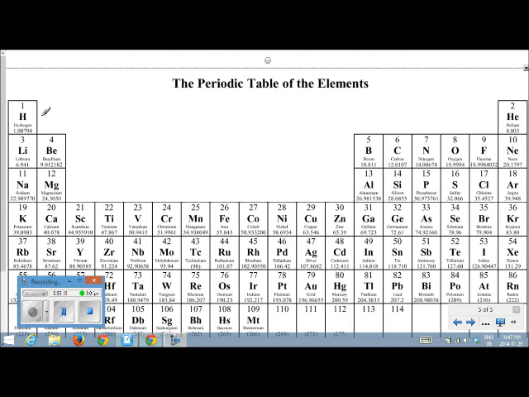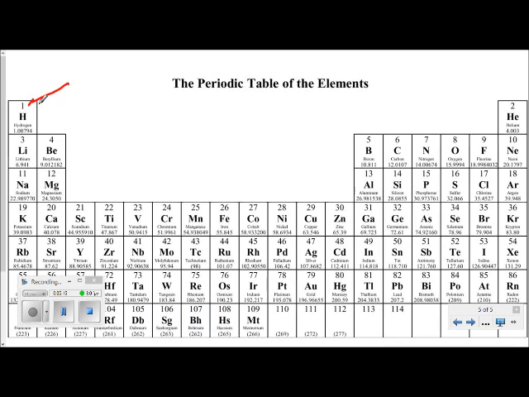When we look at hydrogen, it's got two numbers. The smaller number is referred to as the atomic number. The bigger number, and normally for hydrogen it is exactly the same, but the bigger number is always the atomic mass. So you got your smaller number and your bigger number.